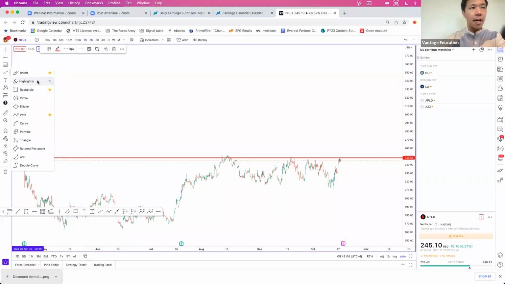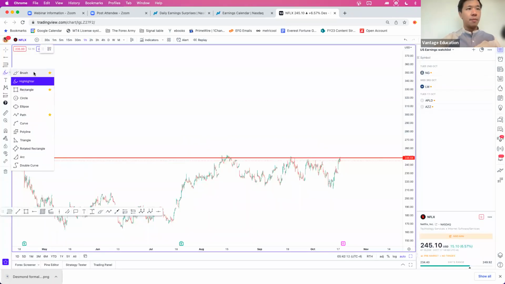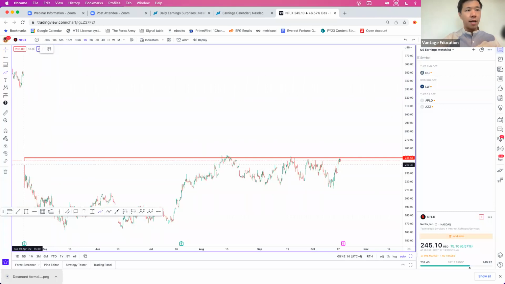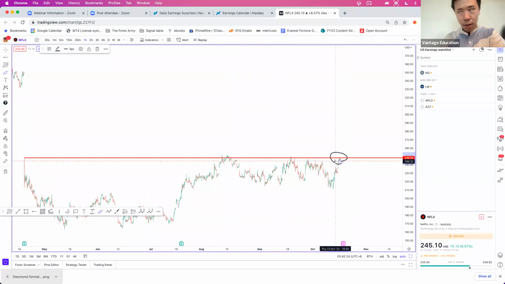There's a big market gap that occurred over here. And price has never been the same since then. Let me just pull up my brush. We can see that price came up once, came down, up once, down, up once, down, up once, down, up once, down, up once. And it's right at this level. Earnings report coming out really, really soon.